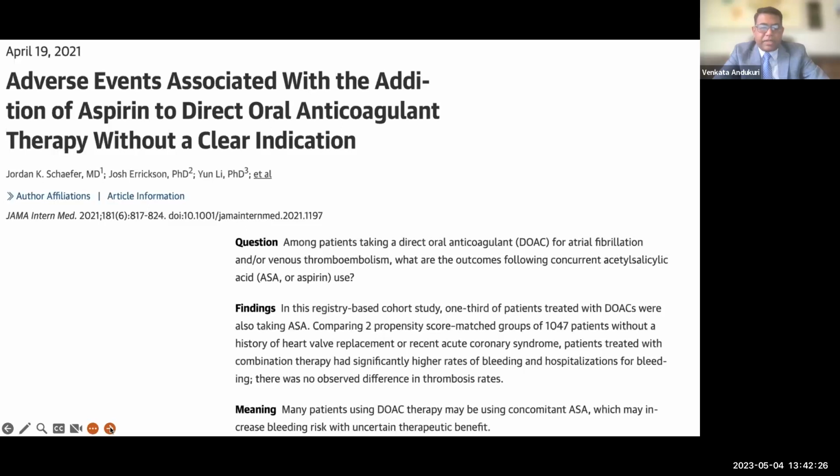Patients treated with combination therapy had significantly higher rates of bleeding and hospitalizations for bleeding. There was no significant difference in the thrombosis rate. So it's important that we get these patients off of aspirin whenever possible.